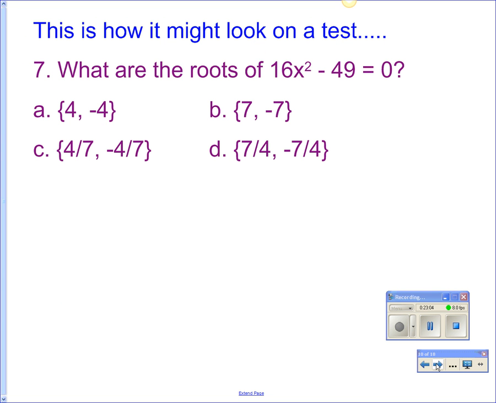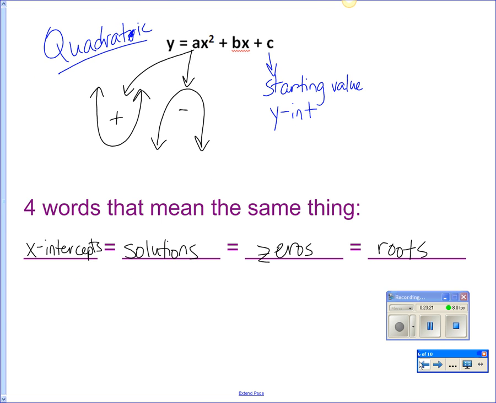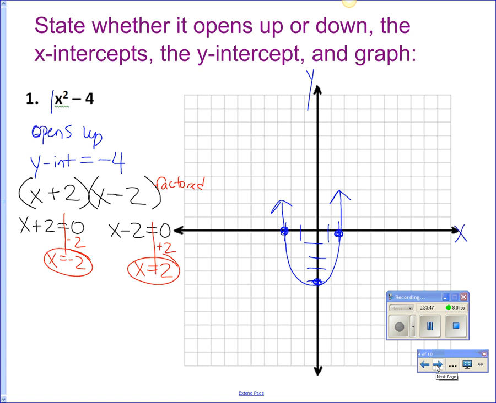Number 7, what are the roots of 16x squared minus 49 equals 0? All right, the key word is roots. Circle that. When you see these 4 words, you are setting it equal to 0. That's when you're doing that extra step. Some of y'all are very smart and writing that down on your paper. It's very good thinking. Okay? All right.